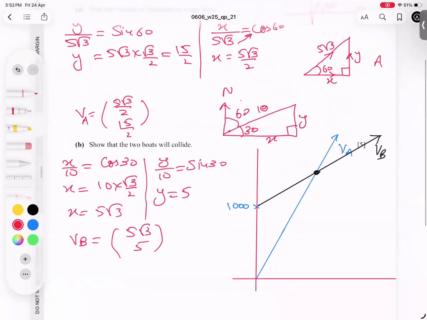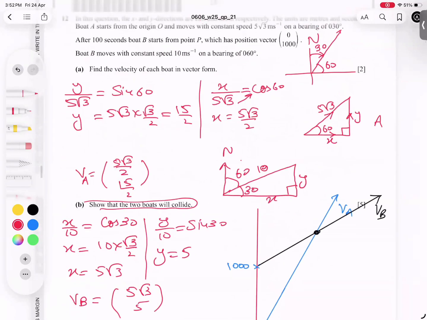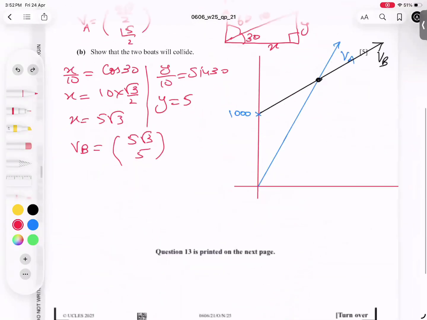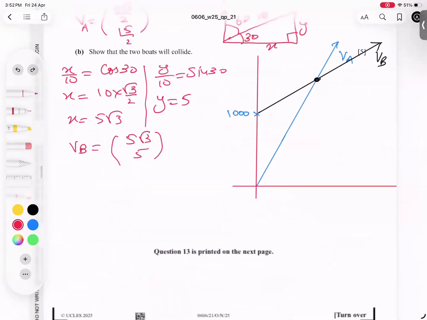He is asking further, show that two boats will collide. Okay, how we can do it? First of all, these are both velocities, but we need to find position vectors. Particle A starts from origin, so that is not a problem. But particle B is starting not from origin, starting from this one. So we have a special formula for the displacement. What is the position vector?